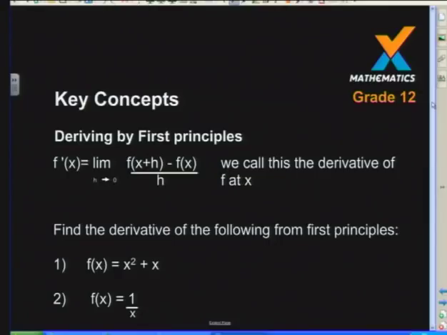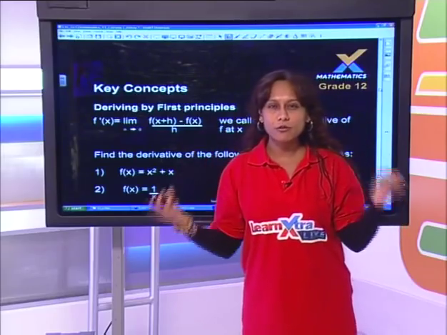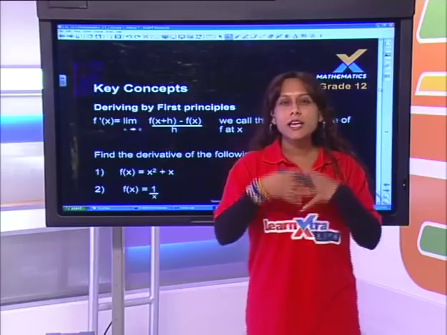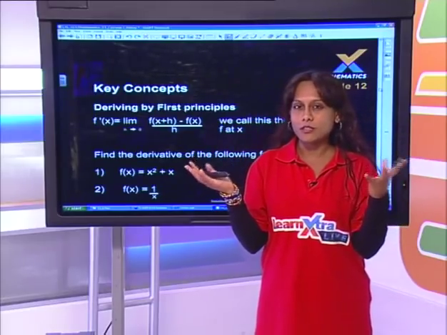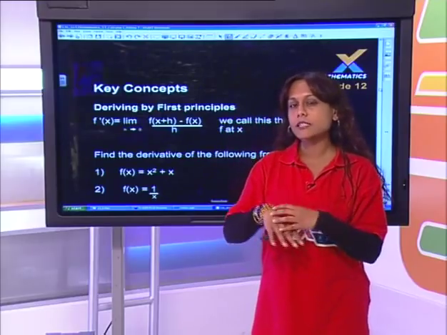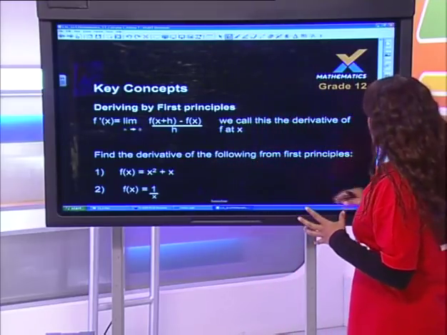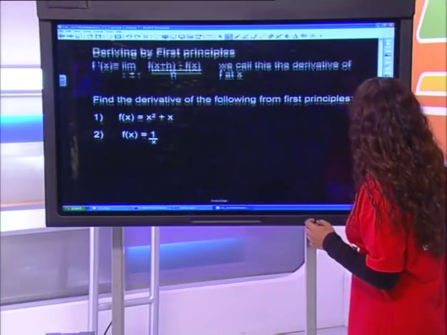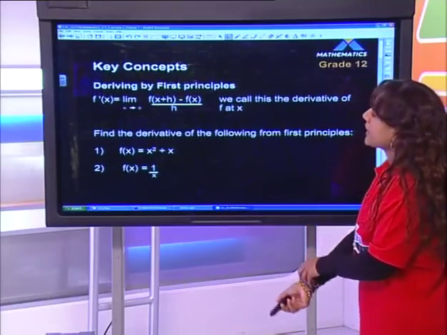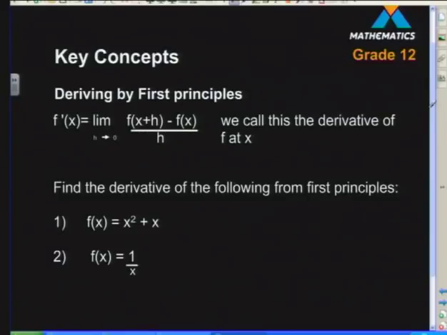Okay, now finding the derivative means you're finding the gradient of a curve at any point on the curve. That's roughly what a derivative means. You're finding the gradient at a point on the curve when we're looking at deriving by first principles. The formula for first principles, and some of you would have seen this if you've started calculus.